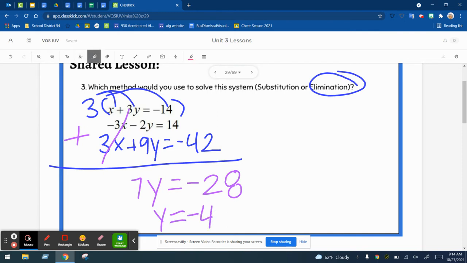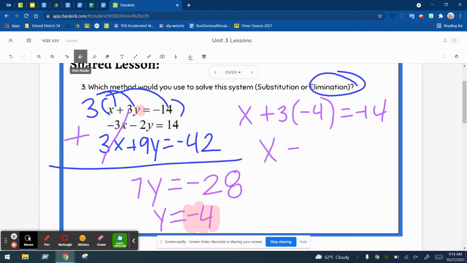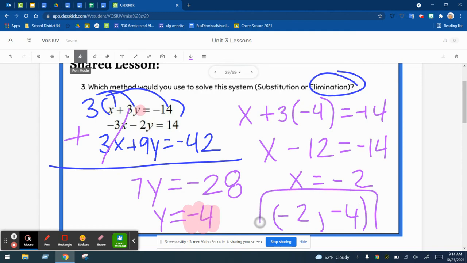And now I'm going to take that negative 4, and let's put it in our top equation so that we have x plus 3 times negative 4 equals negative 14. Add 12 to get that x equals negative 2. So we have negative 2, negative 4 for our final answer.